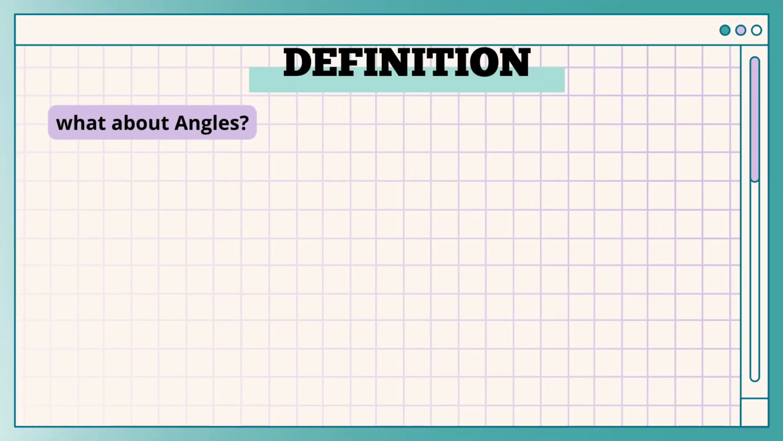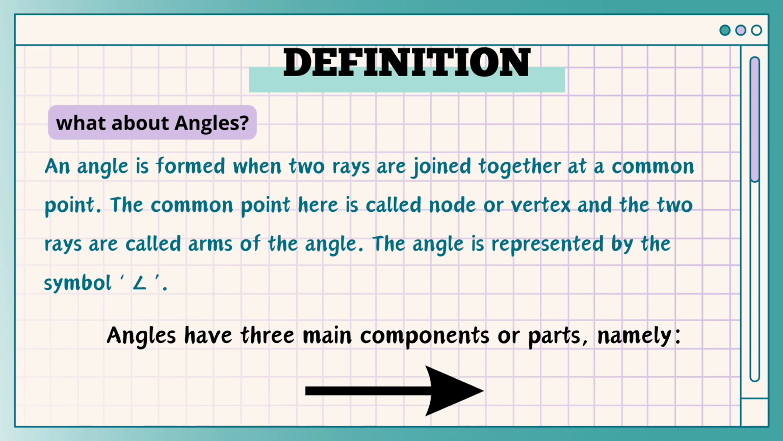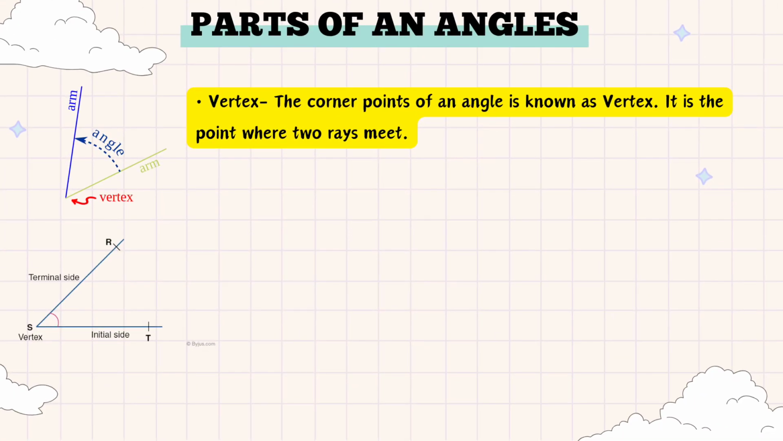First, what are angles? An angle is formed when two rays are joined together at a common point. The common point here is called the node or vertex, and the two rays are called the arms of the angle. The angle is represented by the symbol in the picture. Angles have main components or parts, namely, 1. Vertex. The corner point of an angle is known as the vertex. It is the point where two rays meet.